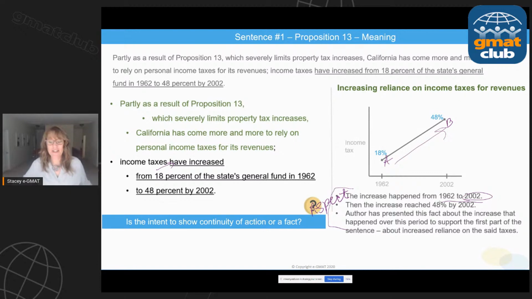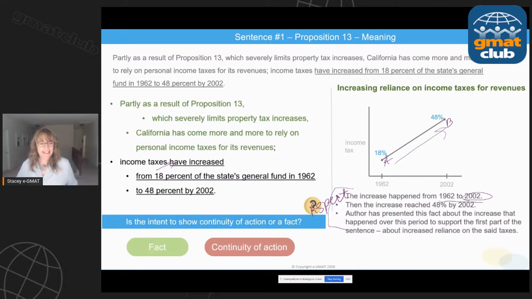You guys are going to debate each other in the chat. I love it. I wish I had you all in a classroom. We could debate back and forth. Okay, so let's talk about this.